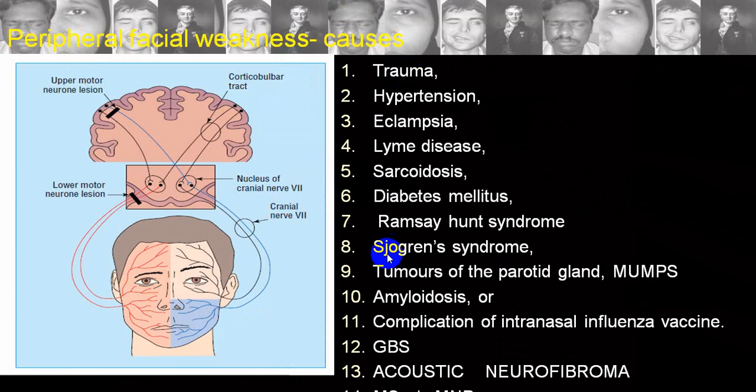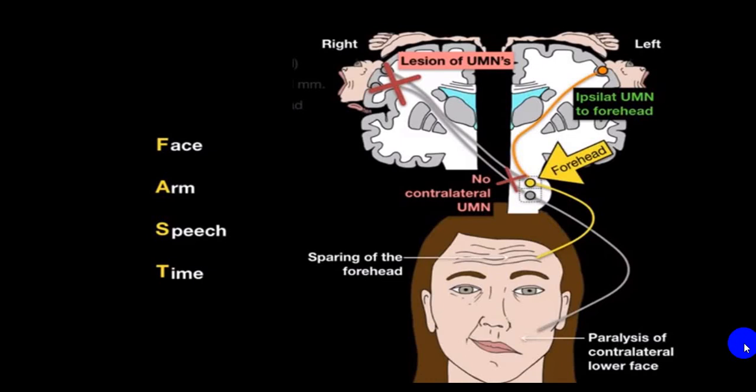So there are a lot of conditions which can produce the damage: trauma, hypertension, eclampsia, Lyme, sarcoidosis, diabetes mellitus, Ramsay Hunt, Sjogren syndrome, amyloidosis, then parotid gland tumors, GBS, 8th cranial nerve neurofibroma, multiple sclerosis, motor neuron disease, etc. All these disorders can produce it.